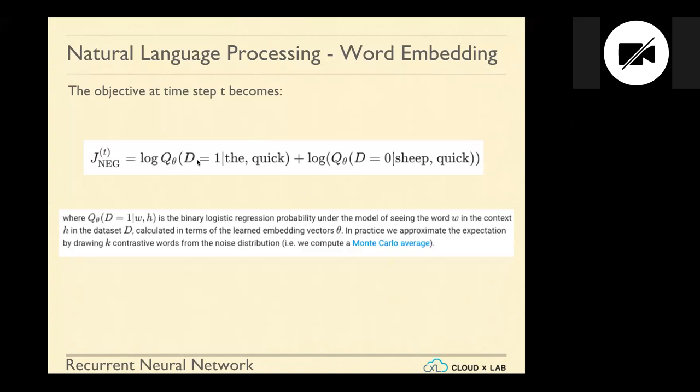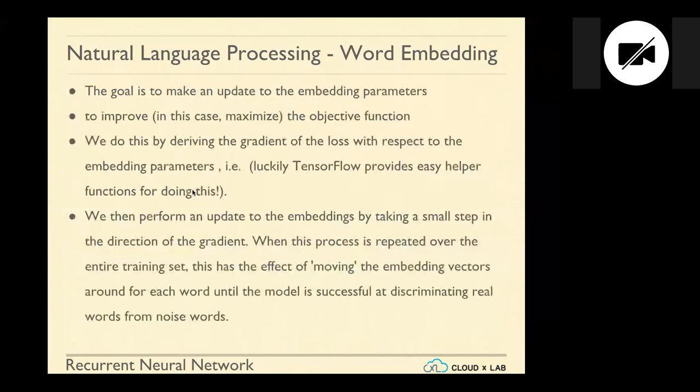So we basically compute this probability, and this is the function that we try to minimize. Okay, so the goal is to make an update to an embedding parameter. Just like we did in our neural network, where we assumed certain values of weights, in a similar way we will assume certain values of embedding parameters, and the goal will be to change or tweak those embedding parameters, or the word embeddings, to improve the objective function.